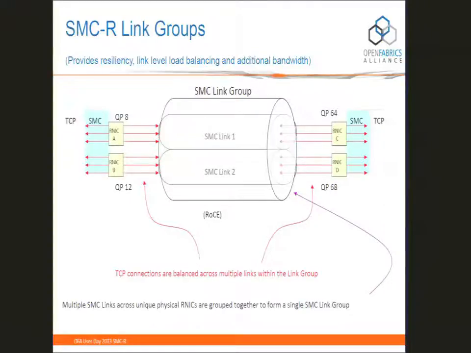So at the transport layer, we create a link group, which can be a very large pipe. And it can be multiple connections. And so you can already see what this can do for you: we can move these connections around within the link group, and we can fail over, and we can load balance, and we can increase the bandwidth of that pipe using this architecture.